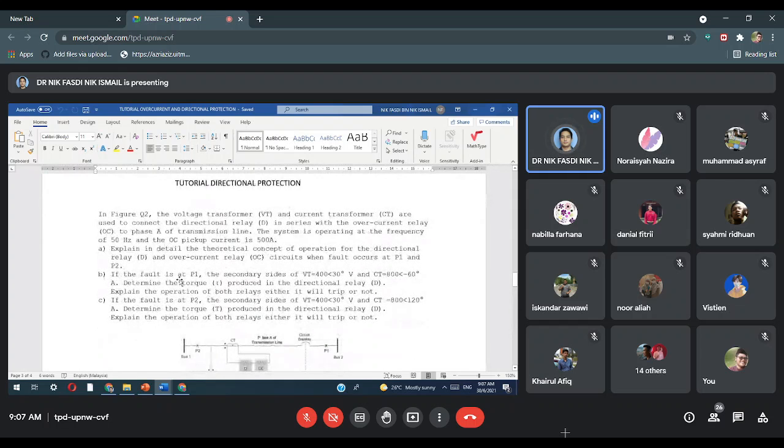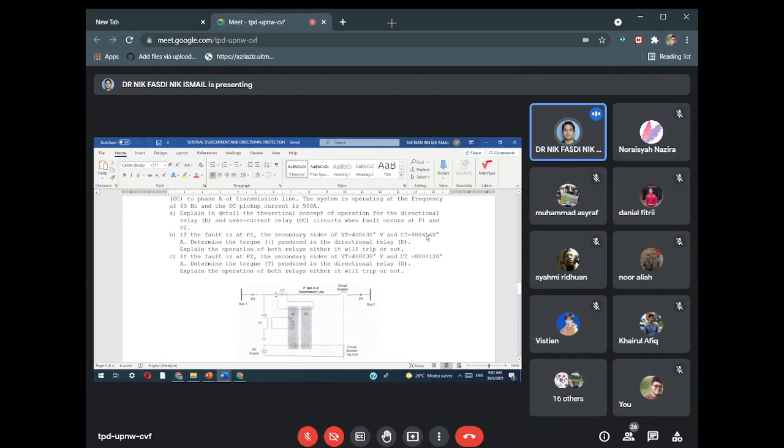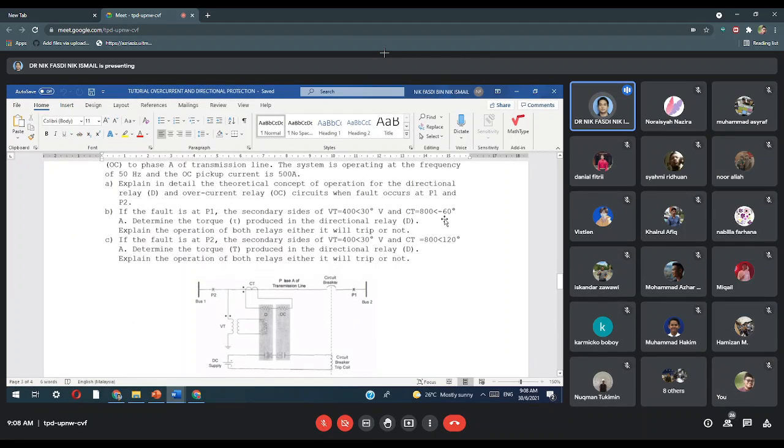Question B, if the fault at P1, the secondary side of VT is 400 with angle of 30 degrees, and CT 800 amps with angle of minus 60 degrees, determine the torque. Sekali it will find the torque produced in the directional relay. D, explain the operation of both relays, either it will be tripped or not.